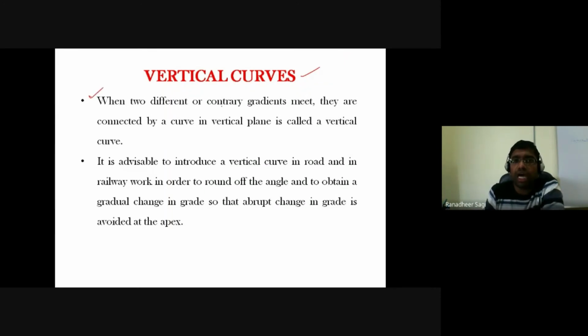When two different or contrary gradients meet, contrary in the sense of different types of gradients. To some portion it could be a positive gradient, to some portion it could be a negative gradient. That is what is called a contrary gradient, or vice versa. To some portion it is a negative gradient, and the rest of the curve could be a positive gradient. Decrease in slope, increase in slope, or rather increase in slope, decrease in slope. That is what is called your contrary gradients.